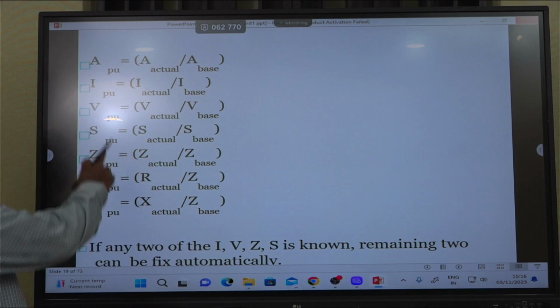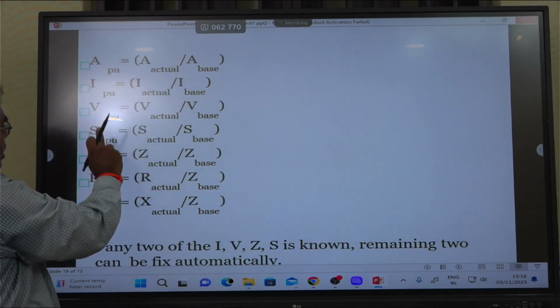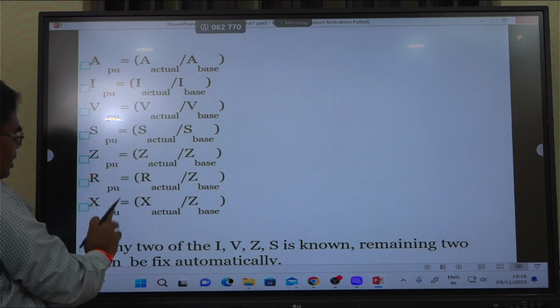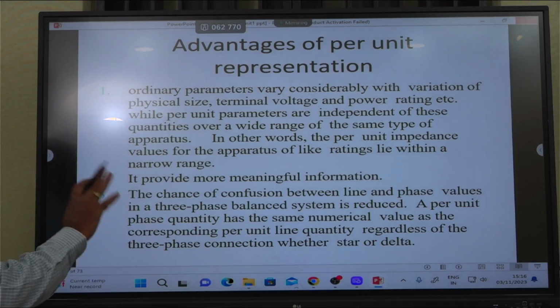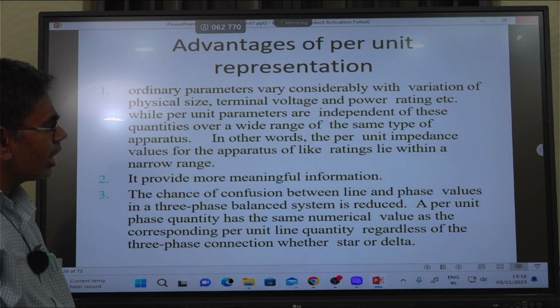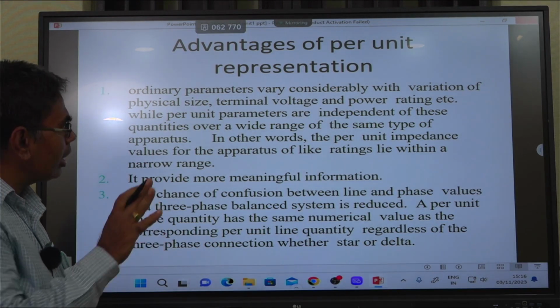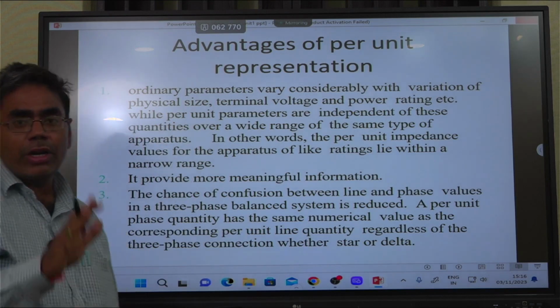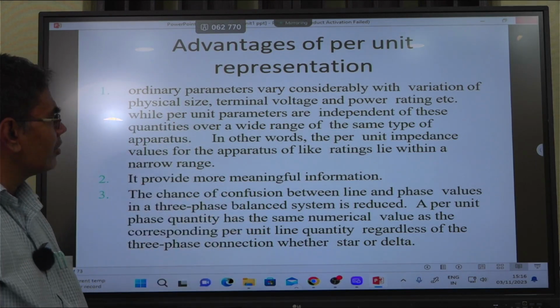Current, voltage, power, impedance, resistance and reactance can all be represented in terms of per unit values. Advantages of per unit: by using the per unit system, the calculations become very simple and the problem is better understood. A major advantage is that the per unit impedance of the transformer is the same whether referred to the primary side or the secondary side.